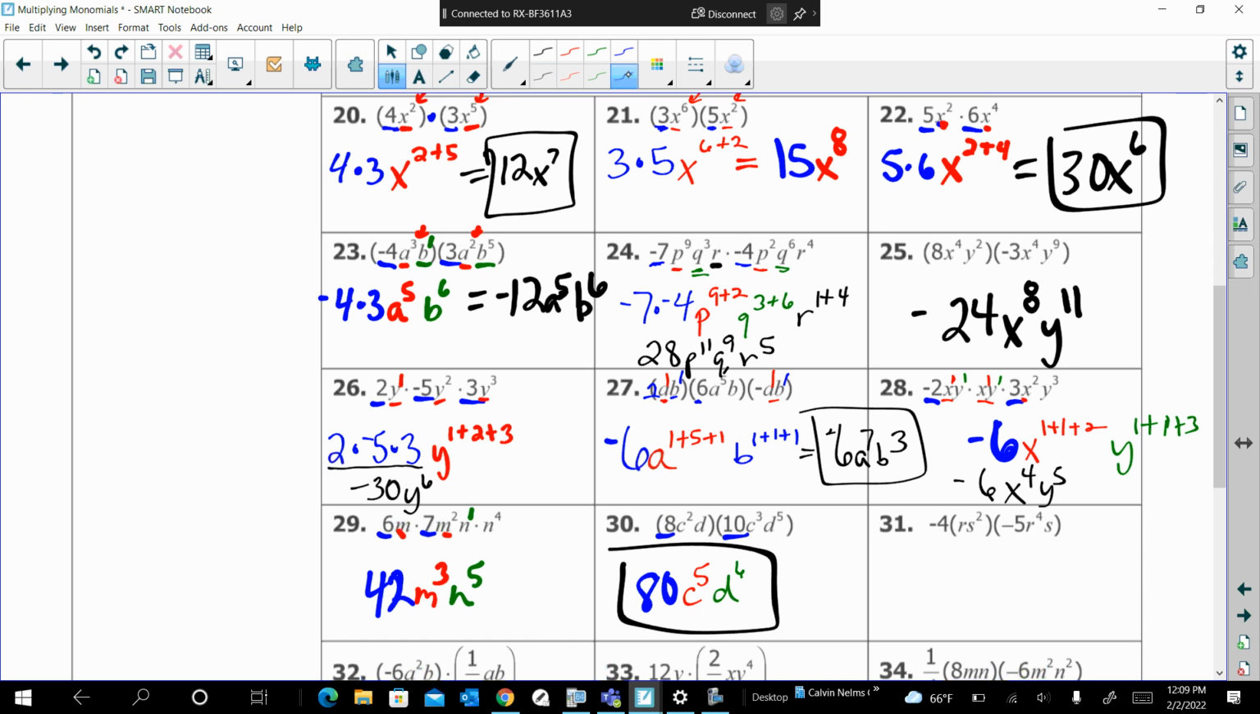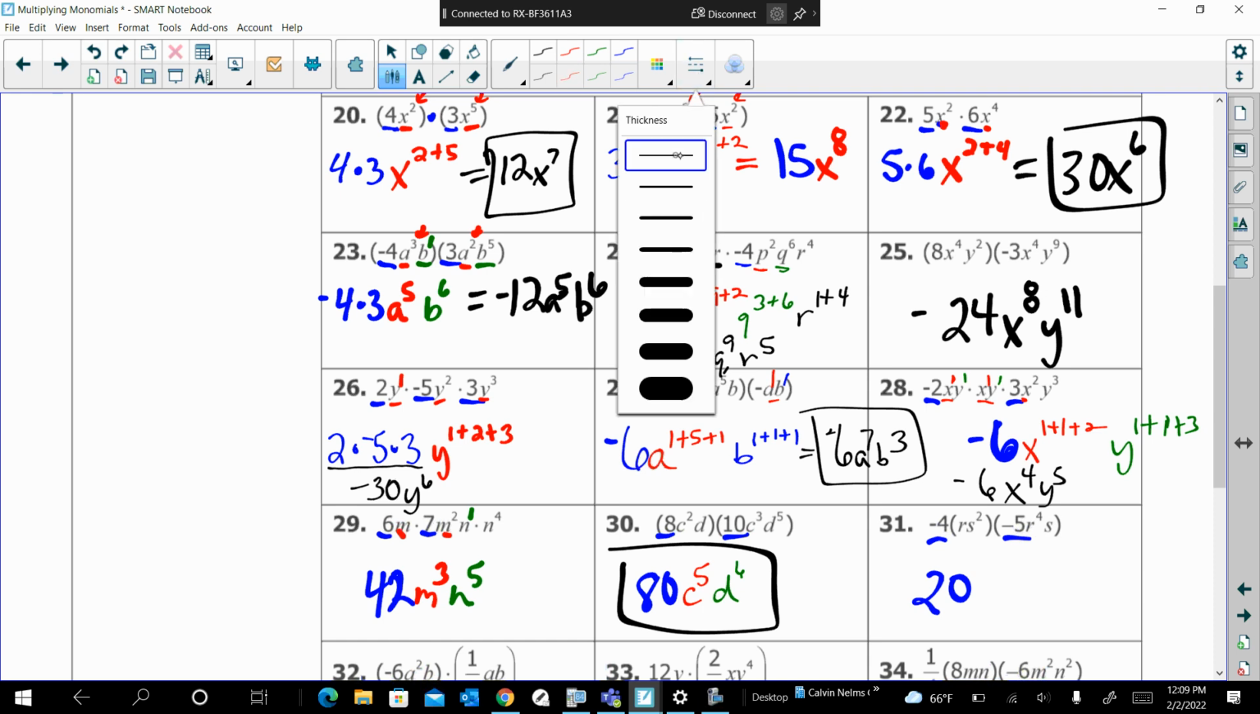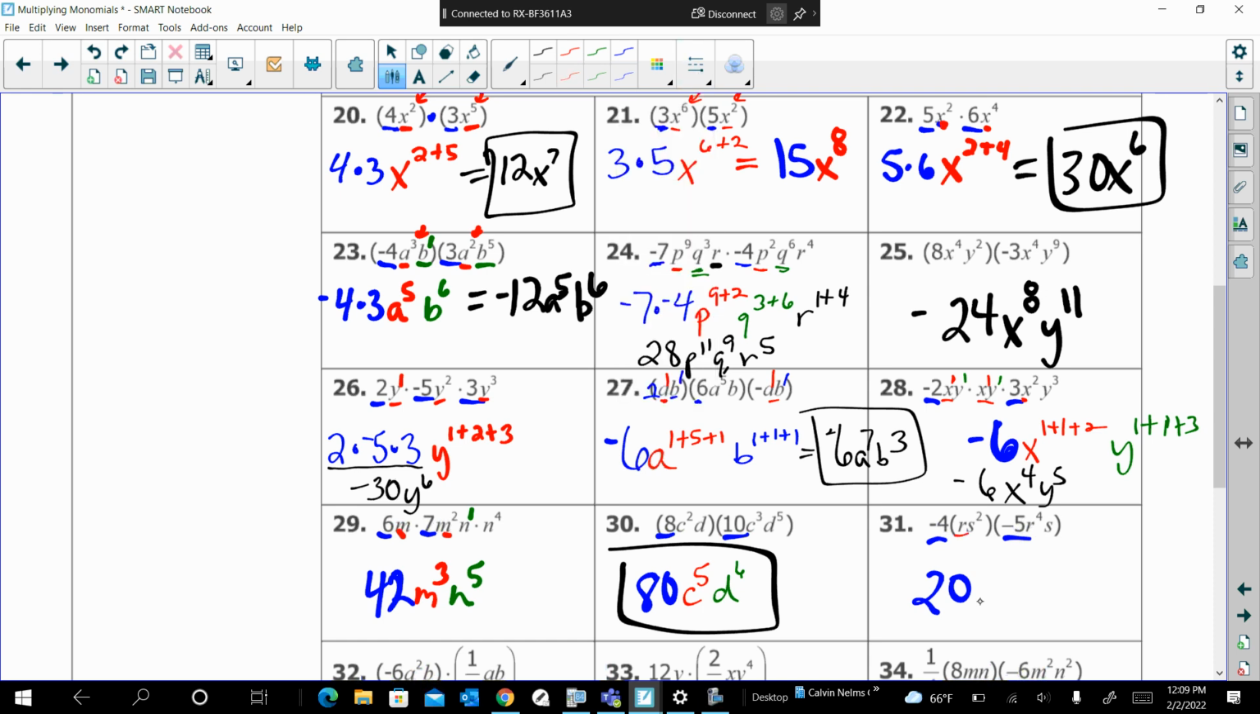31. Look at your numbers first. -4, -5. So that's going to give us a positive 20. Now, the next letter, alpha order, would be the R. R and R to the fourth. R times R to the fourth would be R to the fifth power.